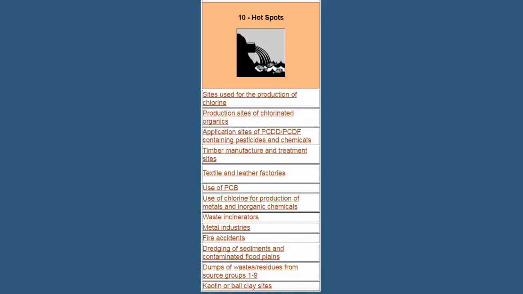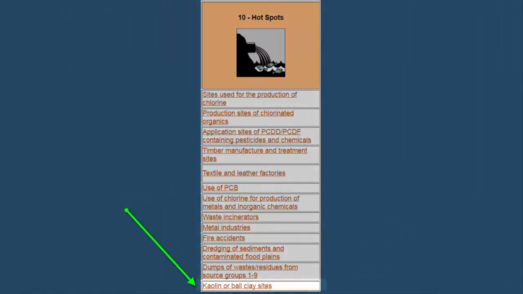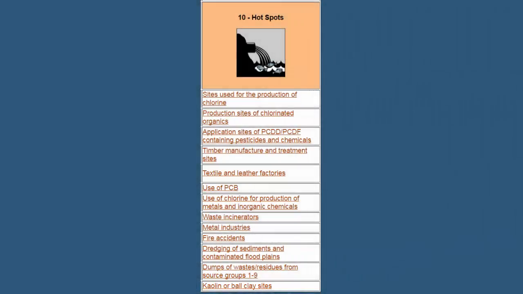Many of the 13 source categories in Group 10, hotspots, are related to one or more of the source categories in the other source groups. However, some hotspots are associated with sources that are mentioned but not listed in the toolkit, as well as with unlisted sources that have been identified elsewhere. Also, this group includes one unique source category: kaolin or ball clay sites, where dioxins are thought to have been formed by natural processes, possibly millions of years ago.